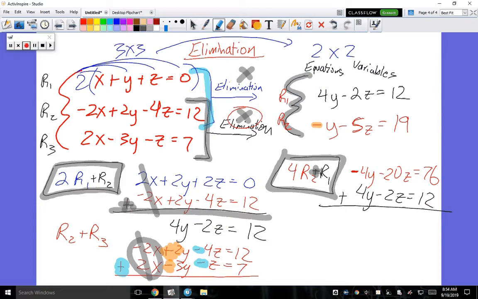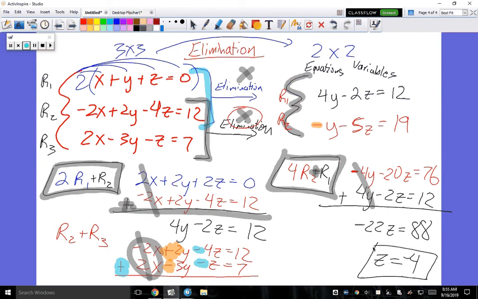Go with me? Okay, so if I add these two together, those would cancel. What do they cancel to? What number do they cancel to? 0. So I have how many z's? Negative 22z is equal to 88. All that work, z is negative 4. So we have our first answer for z.